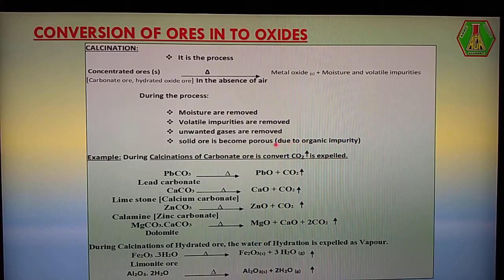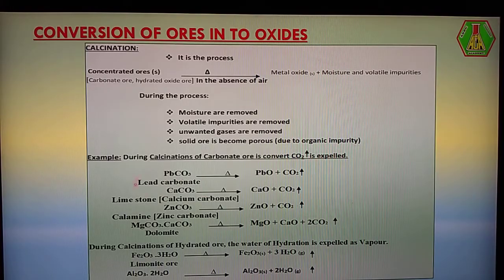Already known, we get our ore from the earth's crust. That's why our ore contains a small amount of organic impurity. Due to this, our concentrated ore may have pores. Are you clear? So here in our textbook example, just see, during calcination a carbonate ore is converted and carbon dioxide is expelled. It's a very, very important line.